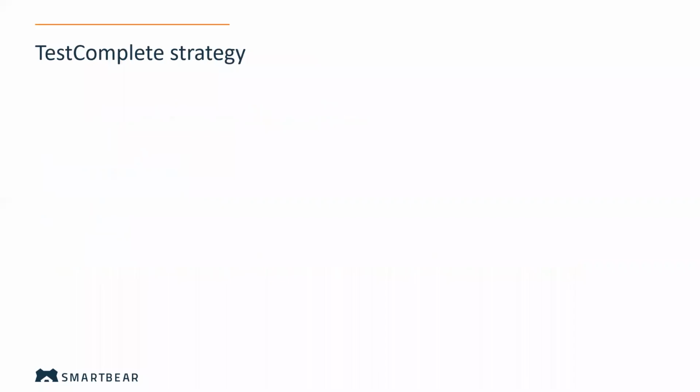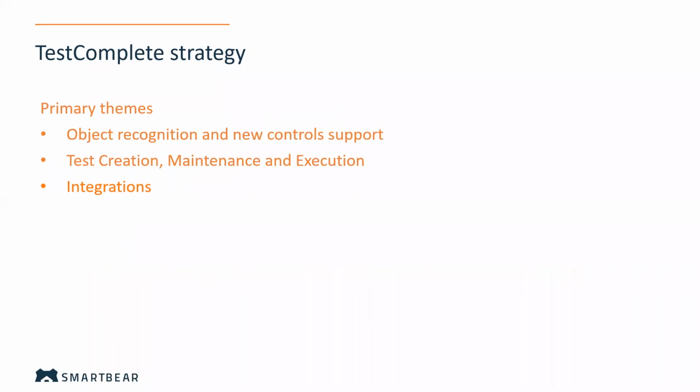I want to end by talking at a very high level about what we do with TestComplete on a day-to-day basis and how we decide what features to build. There are essentially 3 themes with anything that we develop, and we think these 3 themes align to your needs and your jobs to be done. The first thing is object recognition and supporting new controls.